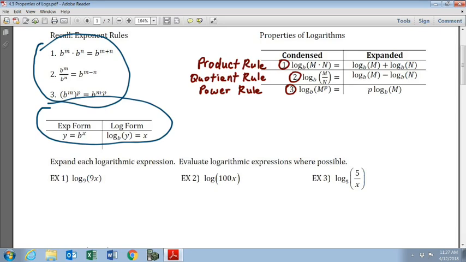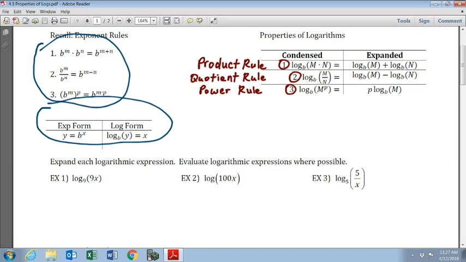We're just going to be using the properties. It says expand each logarithmic expression, and evaluate logarithmic expressions where possible. The key word here is expand, and you'll see what we mean by that. Alright, so let's look at example 1.